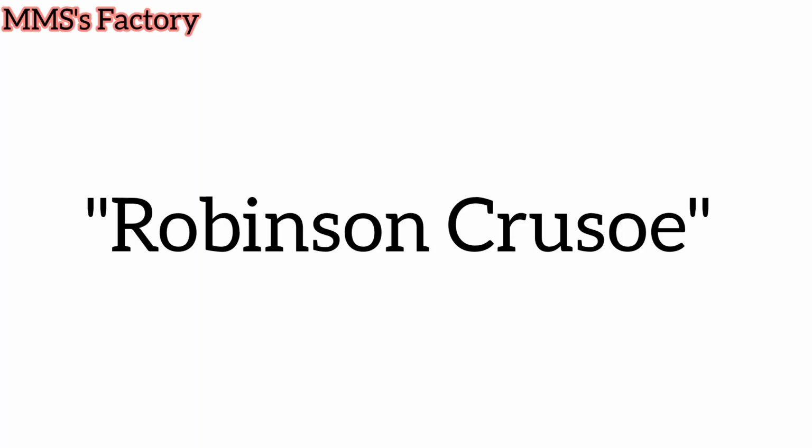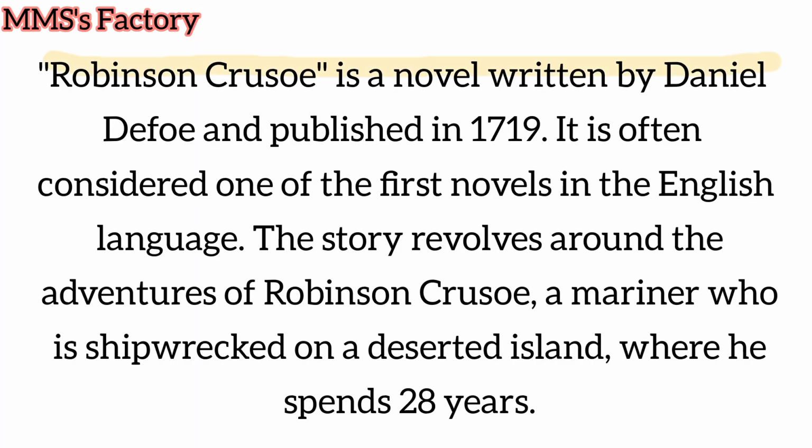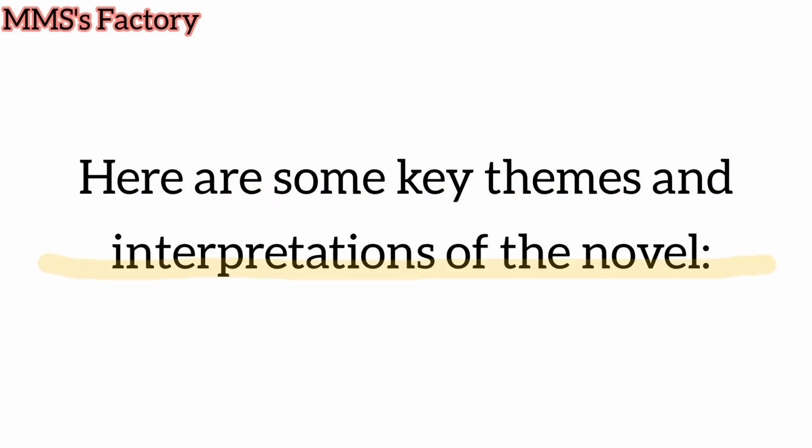Robinson Crusoe. Robinson Crusoe is a novel written by Daniel Defoe and published in 1719. It is often considered one of the first novels in the English language. The story revolves around the adventures of Robinson Crusoe, a mariner who is shipwrecked on a deserted island, where he spends 28 years. Here are some key themes and interpretations of the novel.